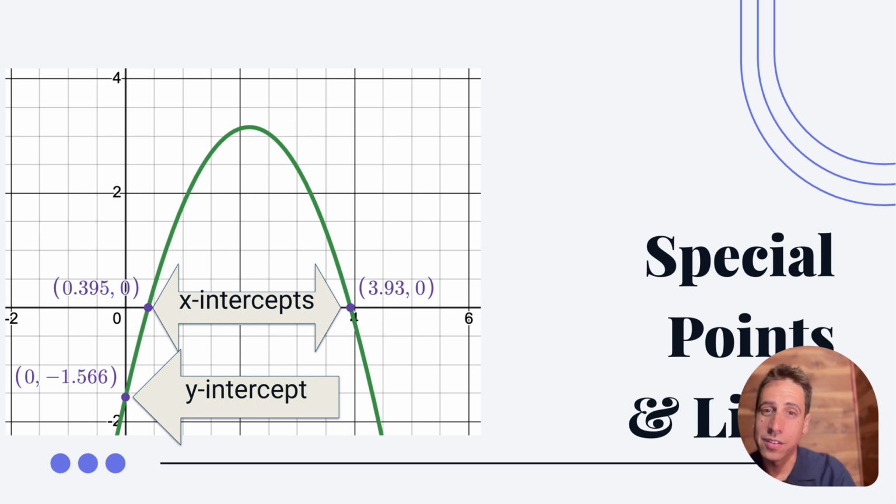Special points and lines is the next category of full graphical analysis. And so I've labeled all the x-intercepts and the y-intercepts. You can see where they are, and it's just the x-intercept is where it intercepts the x-axis, and the y-intercept is where it intercepts the y-axis.